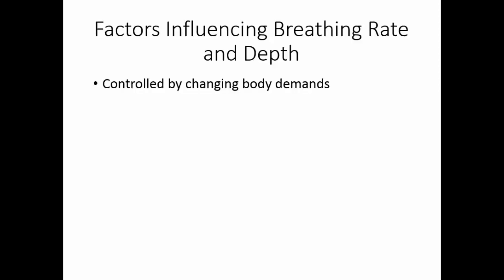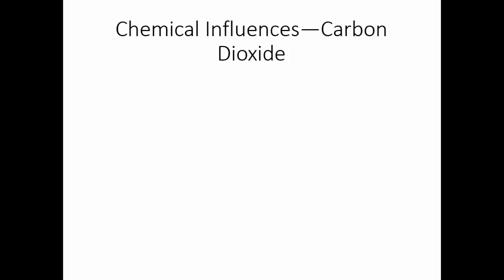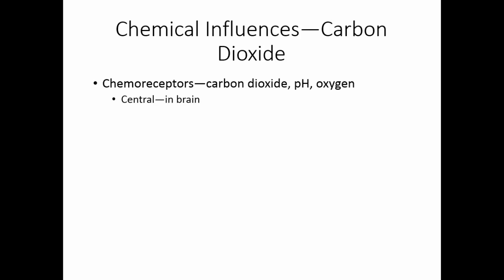Breathing rate and depth are controlled by changing body demands. There are chemical factors, the higher brain centers, and reflexes that are involved in this. Chemical influences can be carbon dioxide, pH, and oxygen. There are chemoreceptors for all of these. Some are located in the brain and are called central chemoreceptors. Others are found in the periphery. They're found in the aortic arch and the carotid arteries, and these are called the peripheral chemoreceptors.